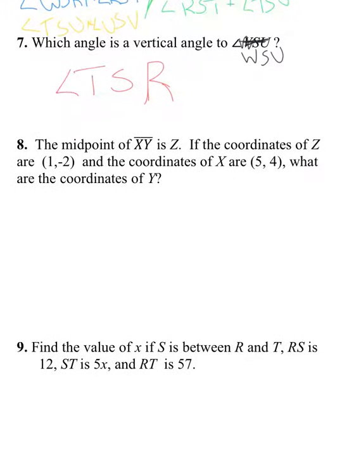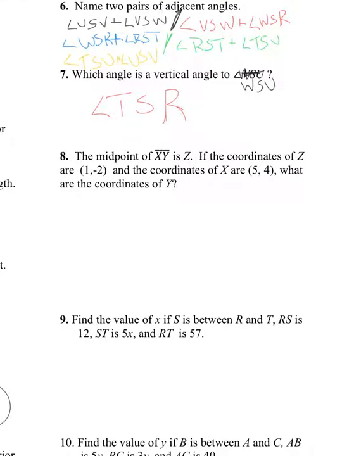Number 8, the midpoint of XY is Z. If the coordinates of Z are (1, -2), and the coordinates of X are (5, 4), what are the coordinates of Y? So this was not on the quiz, but I did tell you in the practice we did that it would be on the test, and here it is. So it's not find the midpoint, it's I know the midpoint. I know one endpoint. I need to find the other endpoint, which we'll call (X2, Y2).